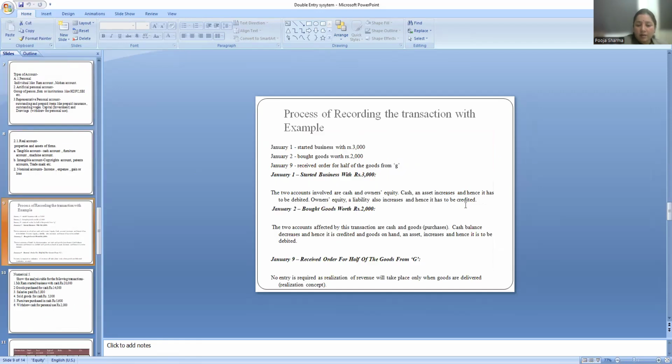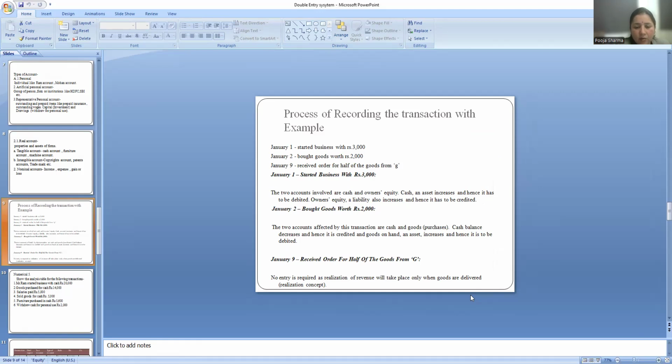I'll start with the example of how we can record the transaction in the books. Process of recording the transactions with the example. The first example is: started business with cash rupees 3,000. So here the two accounts involved: first is cash and second is owner's equity, or the proprietor who has invested in the business. The cash is an asset of the organization, so it will be debited because the company is receiving the cash.